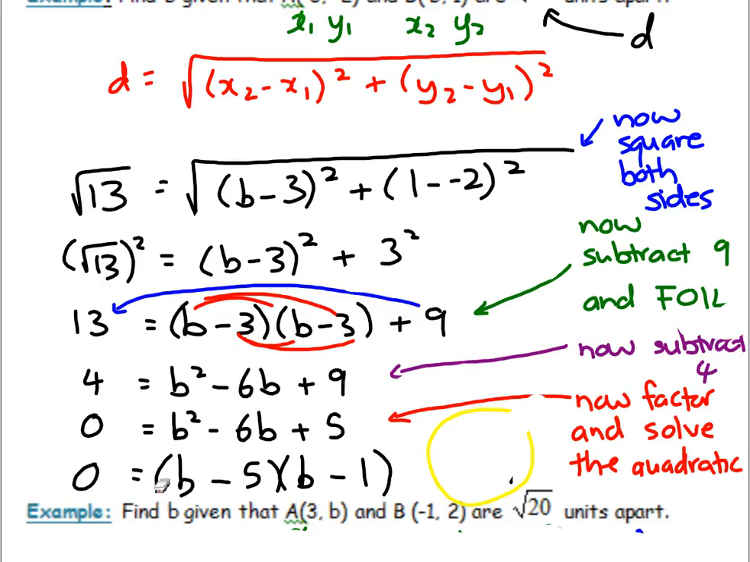And then solve. So remember, just looking at this bracket, if b minus 5 equals 0, what's b got to be equal to? It must be equal to positive 5.